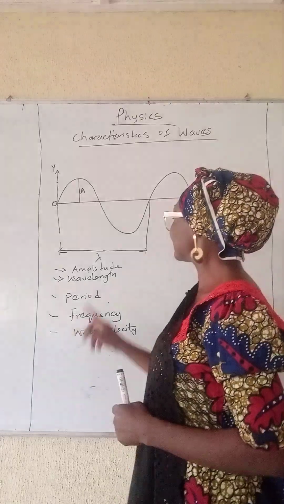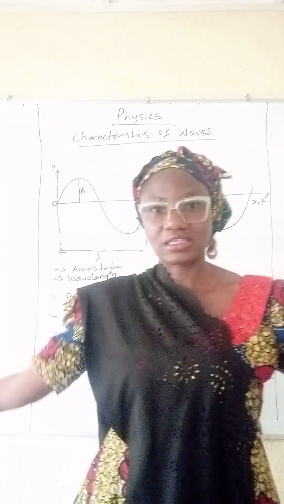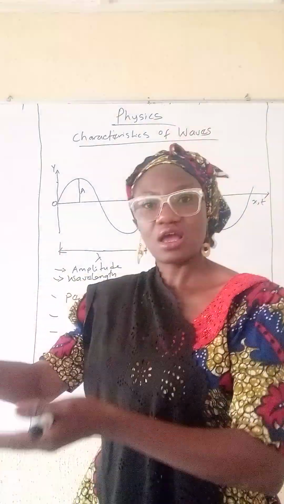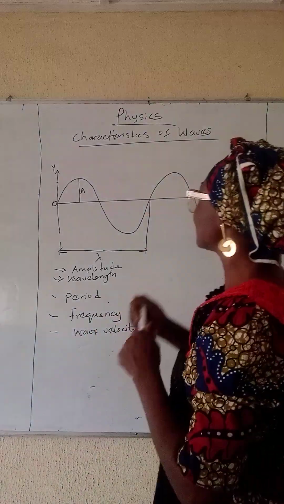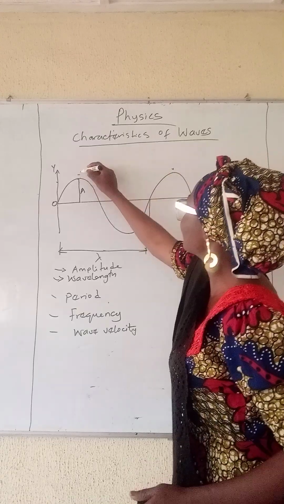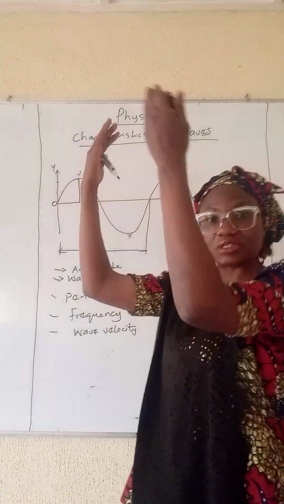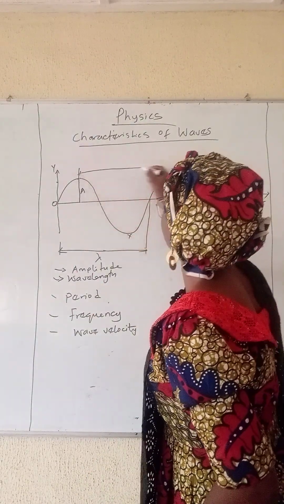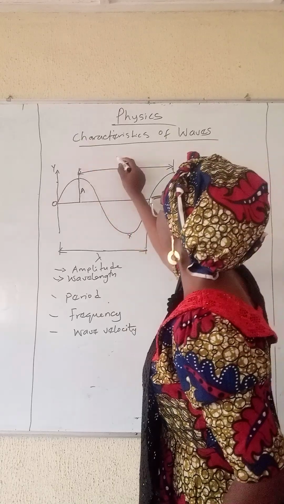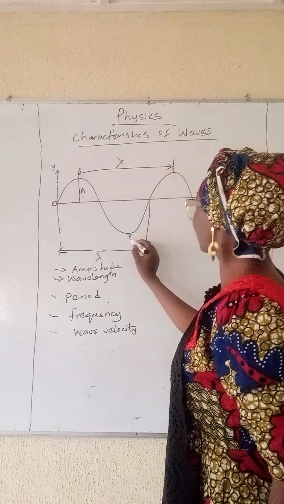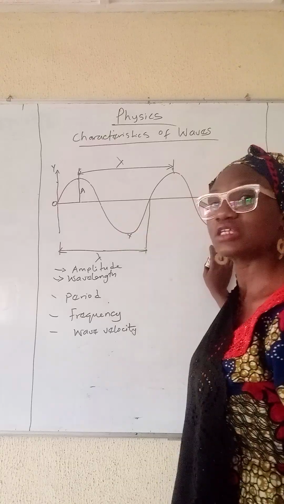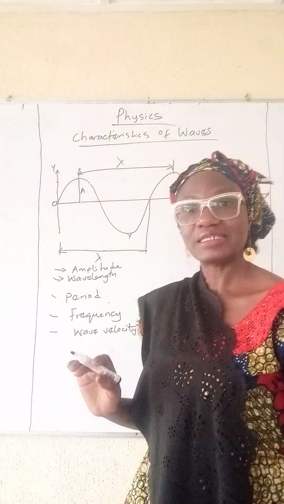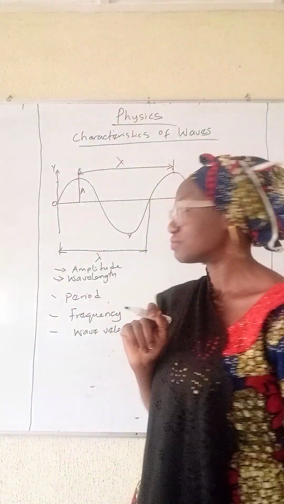Now the next thing we're going to be talking about is wavelength. What is wavelength? Wavelength is simply the distance between successive crests or successive troughs. This is a crest, this is a crest, this is a crest, and this is a trough, this is a trough. The one that is up is the crest, and the one that is down is the trough. So the distance between this point and this point is called the wavelength. From here to here is another wavelength. Wavelength is measured in meters. Amplitude also is measured in meters.